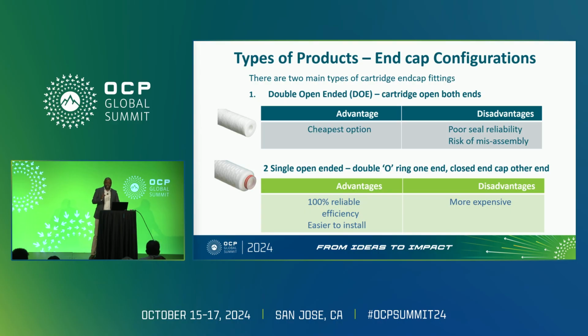And the other thing is, if you're dealing with a filter that is 10 microns and below, using an SOE should be non-negotiable. You should not be using a DOE, and you should not be using a plastic housing either. You should be using a highly engineered product, such as a stainless steel housing, that gives you a well-engineered fitting.